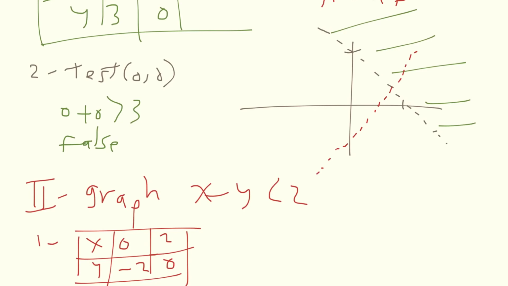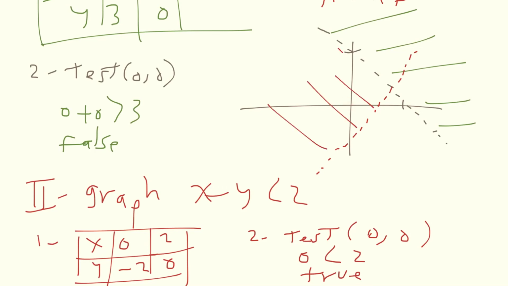And then you make test point number 2. I'll choose 0 and 0. So if you put 0 here and 0 here, you get 0 smaller than 2, and 0 smaller than 2 is actually true. So if it's true, that means what? It means this is part of the solution, so you should shade this one.